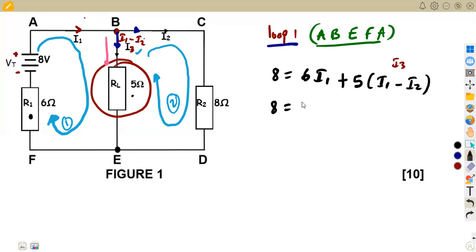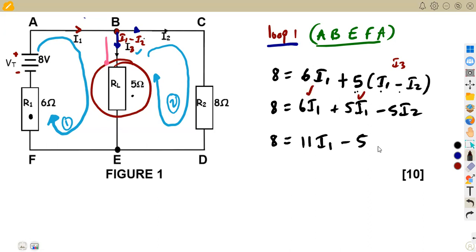Let us expand brackets so that we can collect our like terms. 5 times I1 is going to be positive 5I1, 5 times negative I2 is going to be negative 5I2. Then we can collect our like terms here. We've got 6I1 and 5I1, which is 6 plus 5. That's 11I1 minus 5I2 like this. All right, so you can just rearrange, start with 11I1 minus 5I2, which is this side, equal to 8. It's just one and the same thing.